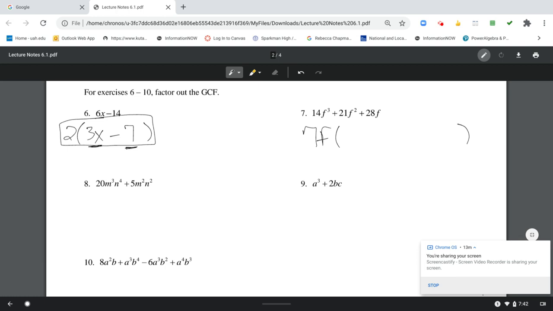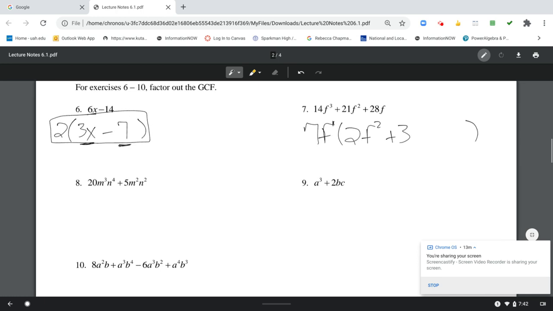Now, what I'm going to do is divide the numbers. 14 divided by 7 is 2, and I subtract the exponent. So 3 minus 1 is f squared. I'm only taking one of those 3 powers away. 21 divided by 7 is 3. Subtract your exponent. And 28 divided by 7 is 4. And when you subtract the exponent, 1 minus 1 is 0. So therefore, you do not have an F in the last problem. So this would be my answer.